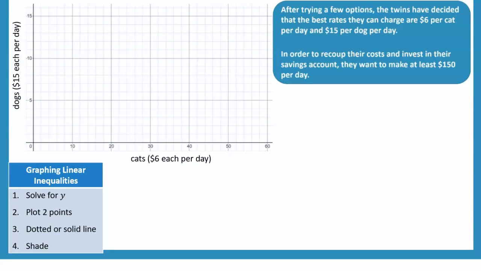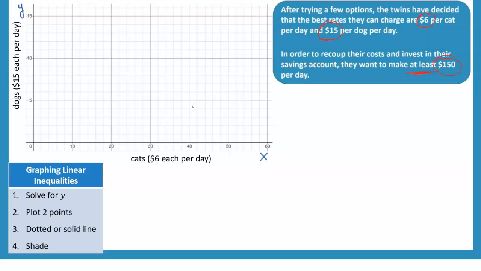So what are some numbers you notice in this problem? What are some numbers you can see? Let's see, I think we have $6 per cat per day. We also have $15 per dog per day. And $150 is at least what we're making for their business per day. So how do we put this together? Let's see, we said cats were going to be our X variable, the number of cats they have, and dogs were going to be our Y variable, the number of dogs they have.